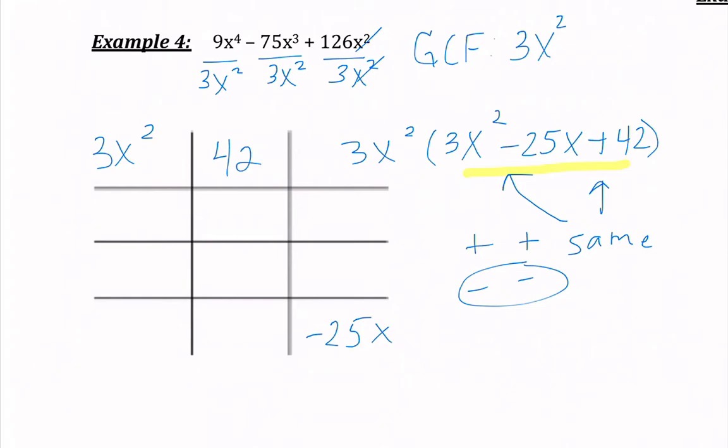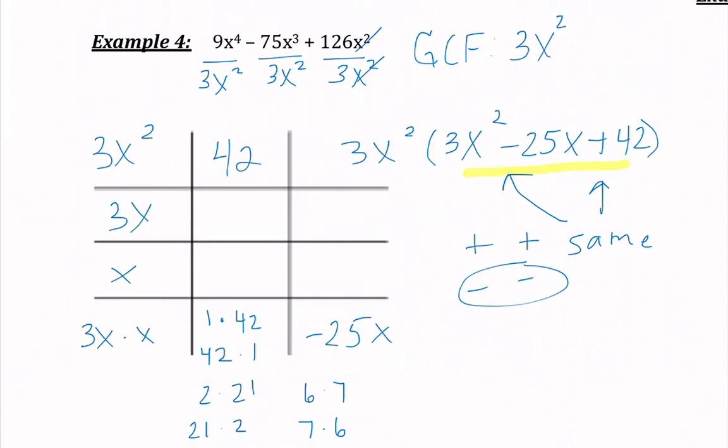Now we find our factors of 3x squared, that's 3x times x. My factors of 42 are 1 times 42, 42 and 1, 2 and 21, and flip-flop that, 6 and 7, and flip-flop that. That was kind of ugly, let me fix that. Okay, so I'm going to go ahead and put my 3x and x in those boxes.